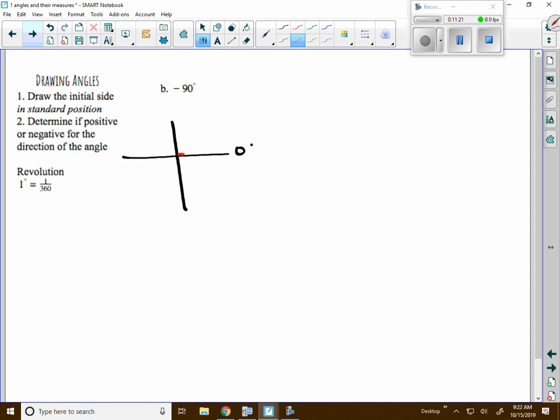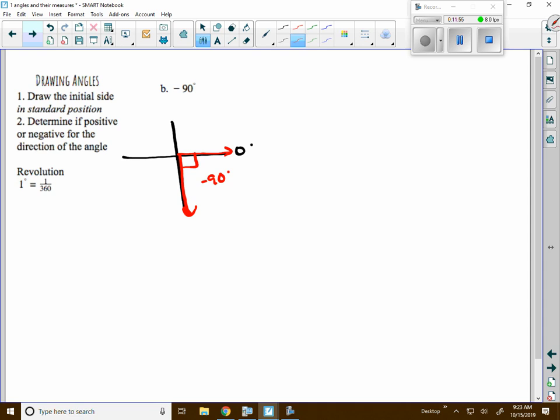So we have our initial side, and then here's our terminal side. I'm going to label it so we know. That's negative 90 degrees. What is the positive version of negative 90 degrees? Think about it. If I went 0, 90, 180, what is this? 270, right? Now, it's not the same angle, because we're talking about this angle. 270 would be this angle here, but you can think about it in terms of positive.